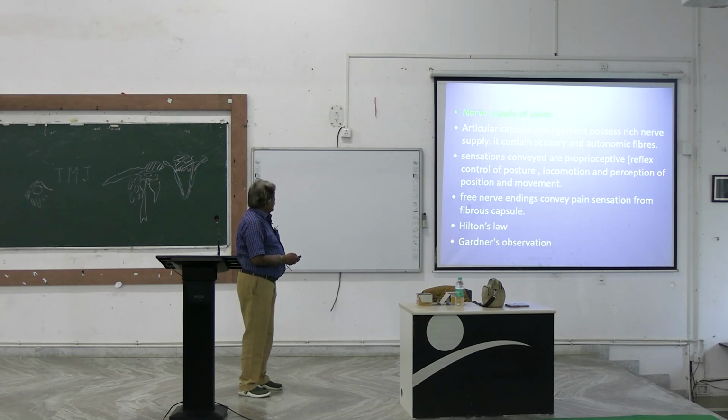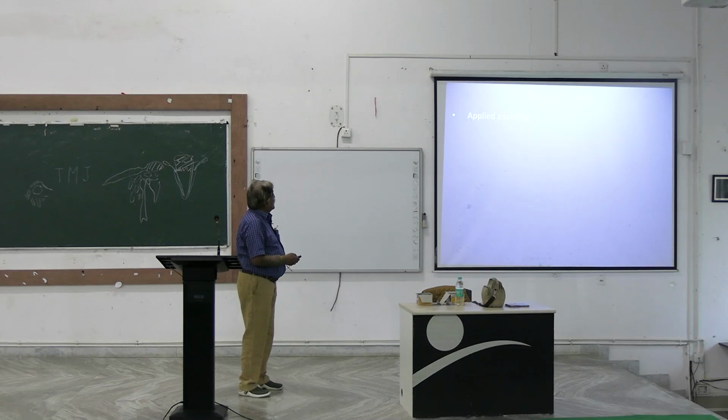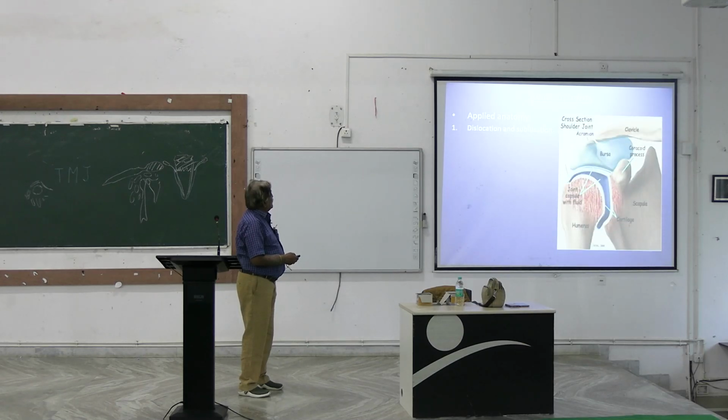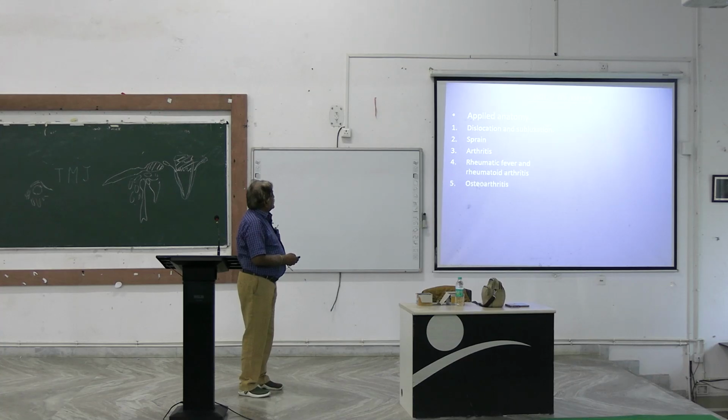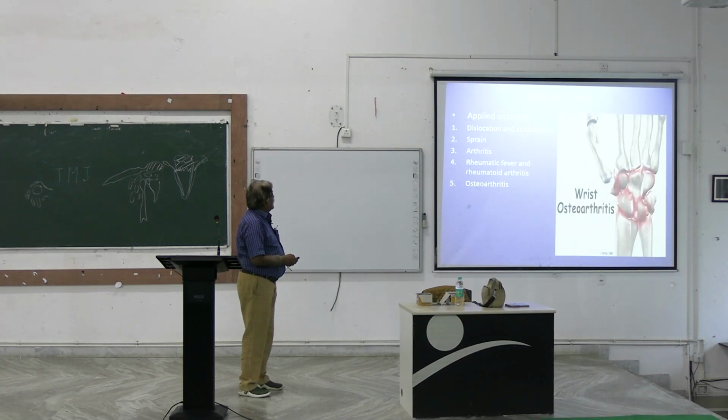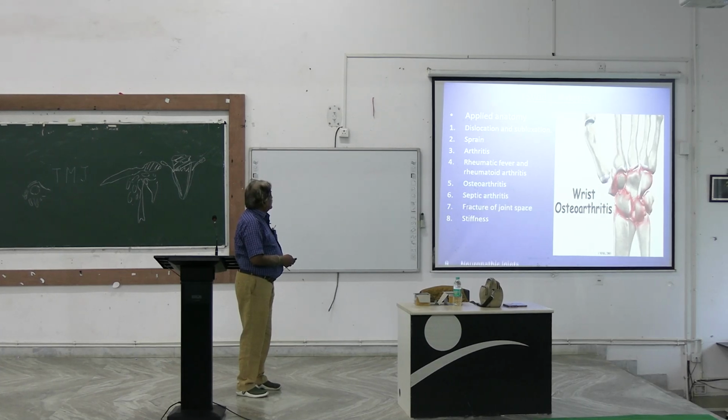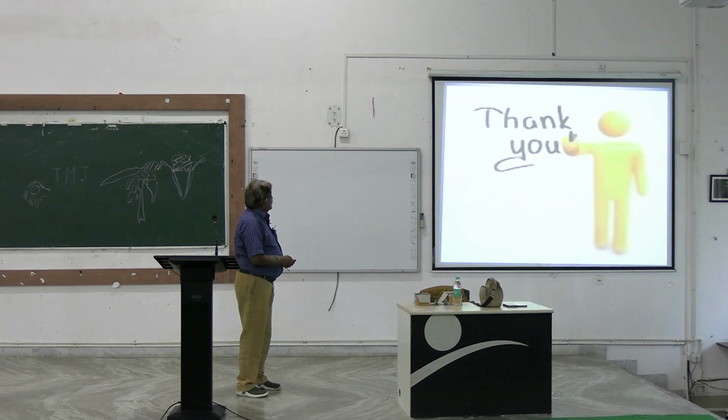Hilton's law, Gardner's observation, applied anatomy: dislocation and subluxation. You can see sprain, arthritis, rheumatic fever and rheumatoid arthritis, osteoarthritis. See osteoarthritis, wrist, septic arthritis, fracture of joint space, stiffness, neuropathic joint.